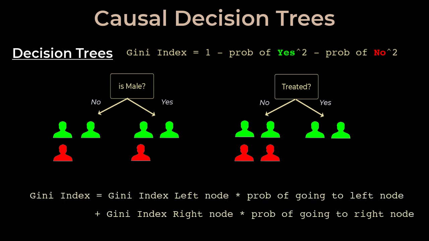The Gini index of a split is the weighted average of the Gini index of each child node, where the weight is going to be the total proportion of samples that are in that child node. This might be a little weird to understand at first, but let's walk through this by calculating the Gini index for the gender split and then the treatment split.